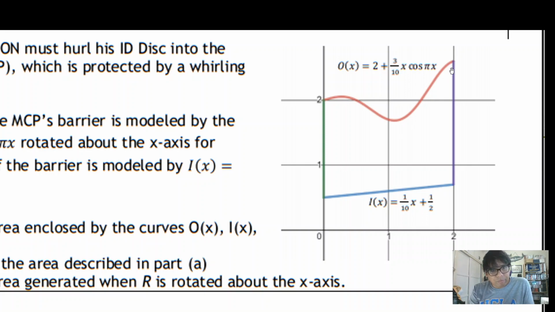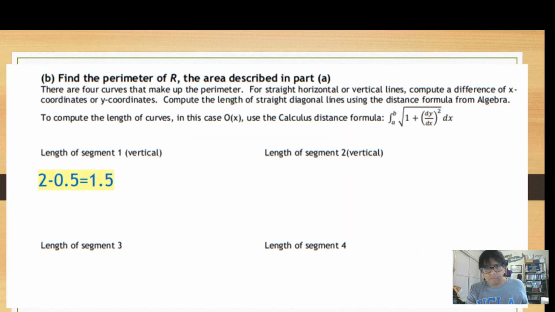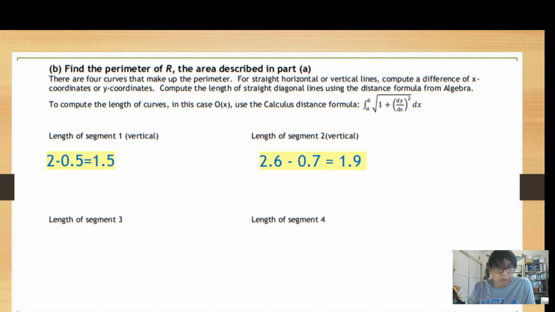And for this purple segment, now I can't remember what the exact coordinates were here, but you're just going to subtract the y coordinates. So segment 1, 2 minus 0.5, it's 1.5. That's the length of segment 1. Remember, that's one part of the perimeter. The other part of the perimeter here, 2.6 minus 0.7, that is 1.9.